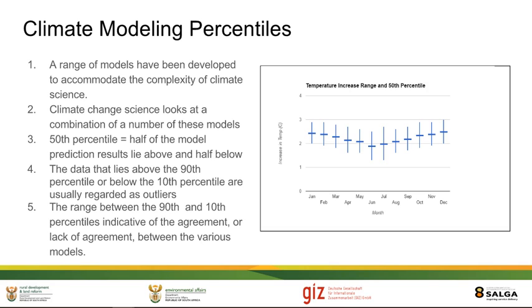For example, if you're looking at the potential increase in temperature in a particular area, and half of the model prediction results lie above a 2 degrees increase, and half are below a 2 degrees increase, then the 2 degrees increase is called the median or 50th percentile. The data that lies above the 90th percentile or below the 10th percentile are usually regarded as outliers and are ignored. For basic modeling purposes, the median is usually the simplest guide, with the range between the 90th and the 10th percentiles indicative of the agreement or lack of agreement between the various models.